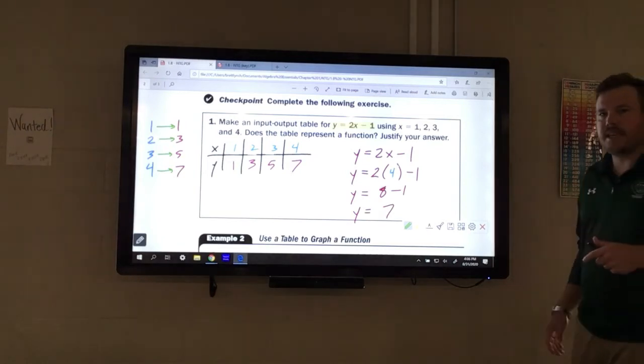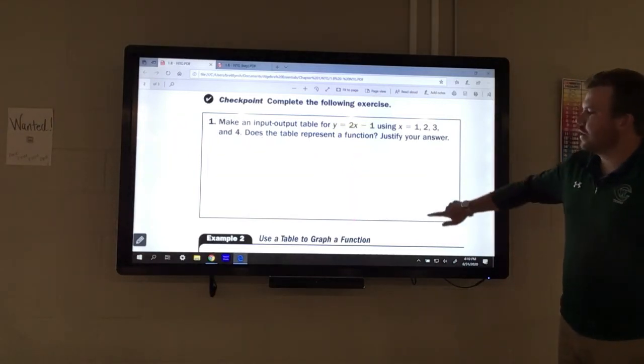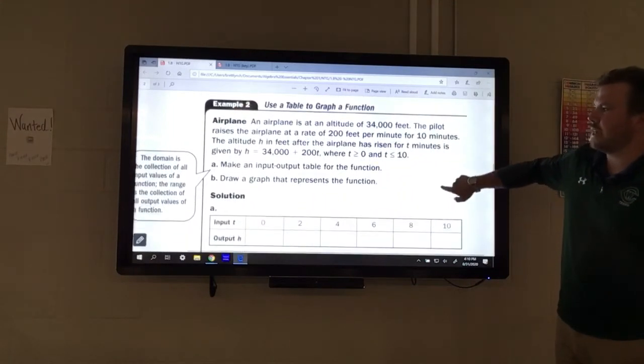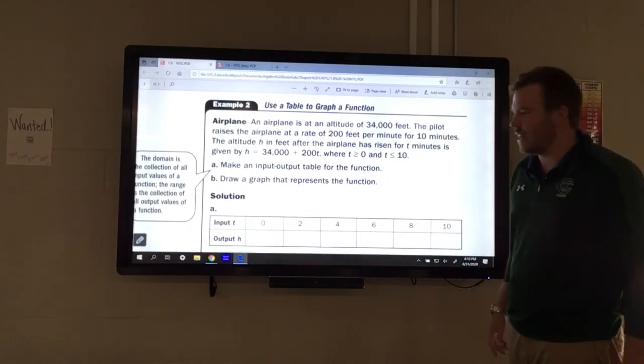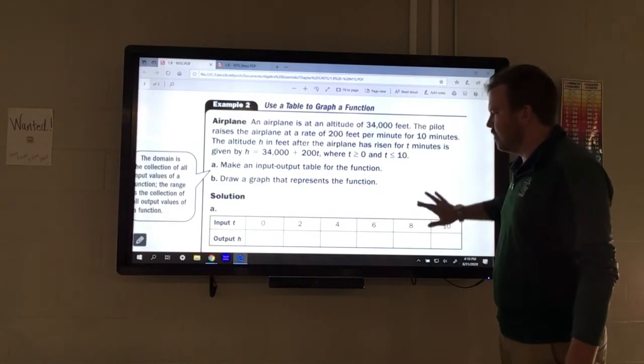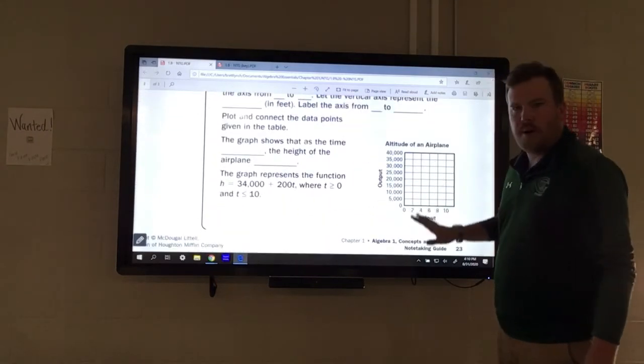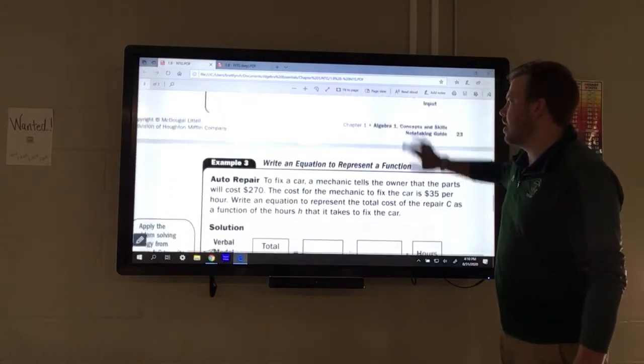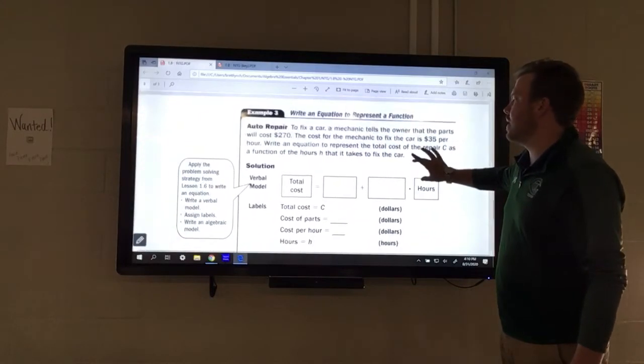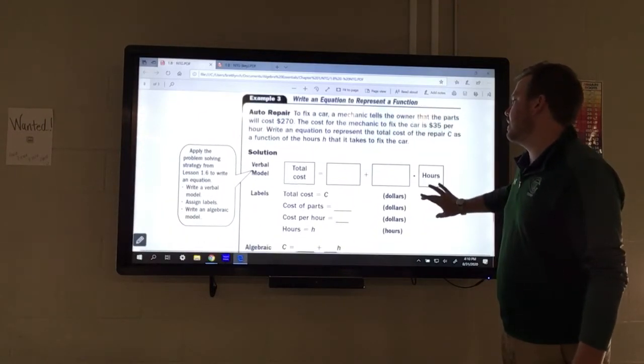Great, let's keep moving. Now, we are going to skip example 2 for now. We will come back to this when we are in class together. All right, I want to make the table and graph this all while we are together. We are, however, going to look at example 3.